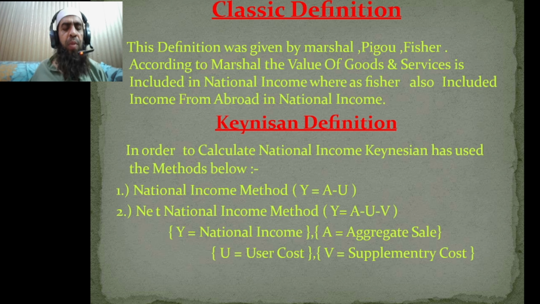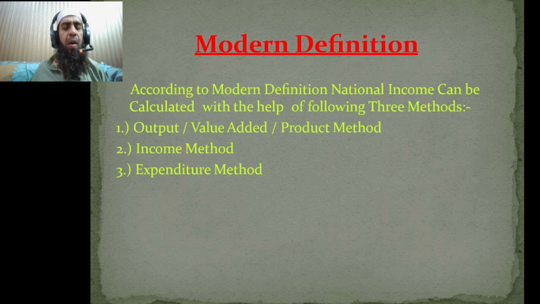And the third one is the modern definition. According to the modern definition, national income can be calculated with the help of the following three methods. First of all is the output method. The other name of the output method is the value added method, and the third name of the output method is the product method.